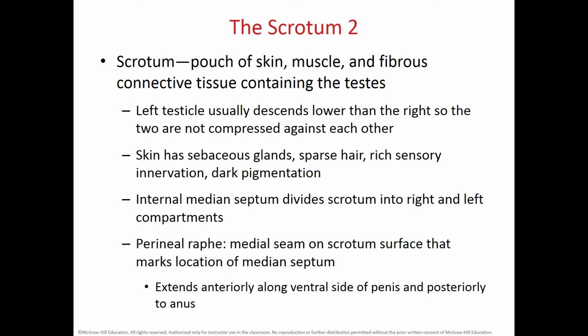The skin of the scrotum has sebaceous glands, sparse hair, and it is rich in sensory innervation. And it has darker pigmentation with regard to the surrounding skin. Inside the scrotum there is a division, a connective tissue that separates the right and left areas of the scrotum, and this is called the median septum. The perineal raphe, or scrotal raphe, is the external surface of this median septum.